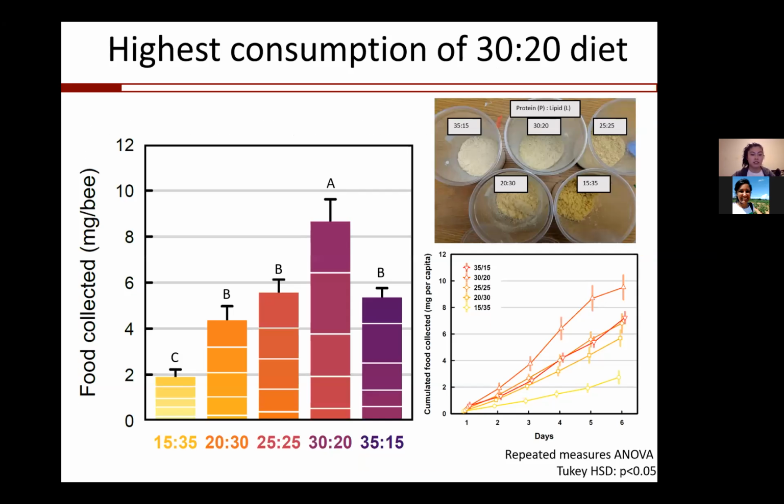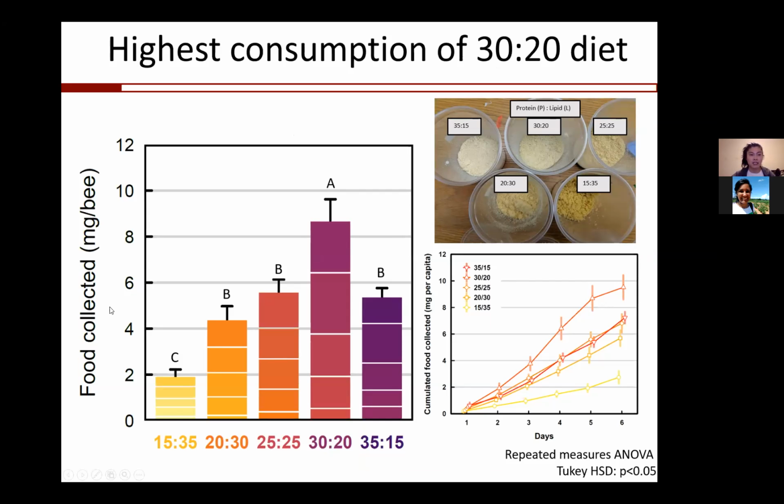Okay, so when we gave one of these 5 diets, so we have our diet types on the x-axis and the food collected on the y-axis, we found that the bees consume significantly more diet when they're given a 30-20 diet. And this graph here is showing the same exact results, just shown differently, but over time. Okay, so this is a 30-20, they're just consuming a lot more of the 30-20 diet.